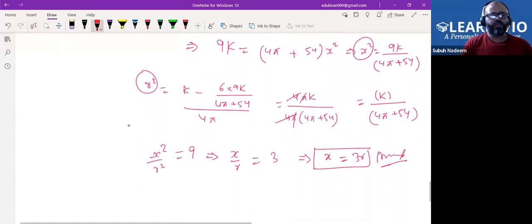So this end part you will do on your own. This is a small thing which is remaining. So that's all for today's class. Next class we will do application of derivative.